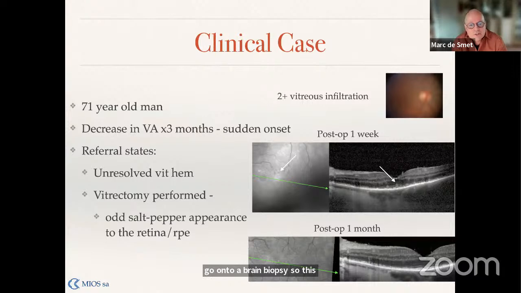He has decreased vision, sudden onset 3 months ago. He's referred as being an unresolved vitreous hemorrhage. I did not see those cluster of cells that were described earlier. We did a vitrectomy. And as these vitrectomies go, they tend to be later in the day. So being able to send a sample to pathology is rather difficult.